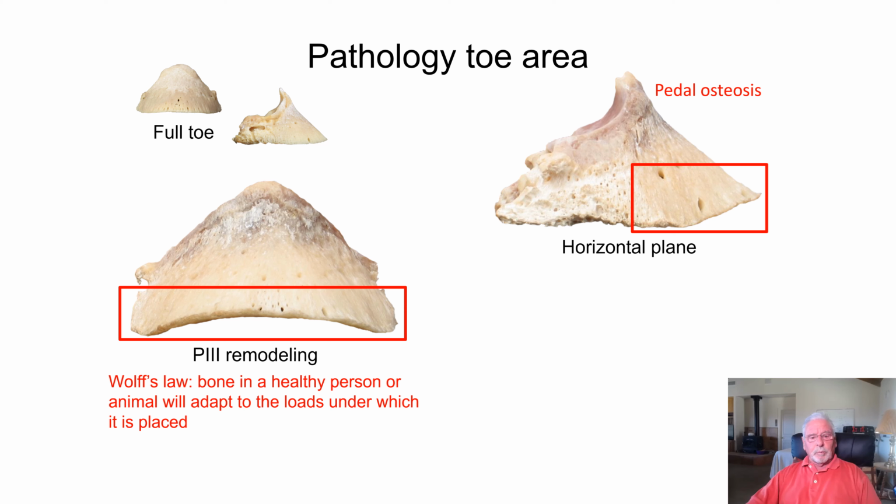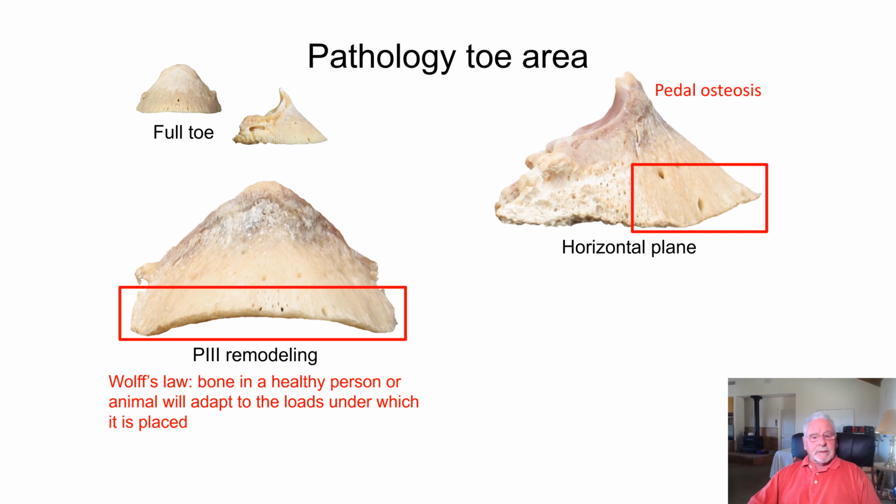Well, let's look at Wolff's Law. Bone in a healthy person or animal will adapt to the loads under which it is placed. Let's look at this bone on a horizontal plane. The bone is missing in this area. How could it be missing if it was placed in a horizontal position? It needs to have some type of force applied to the bone for bone to remodel.